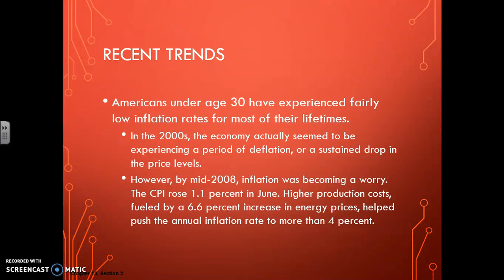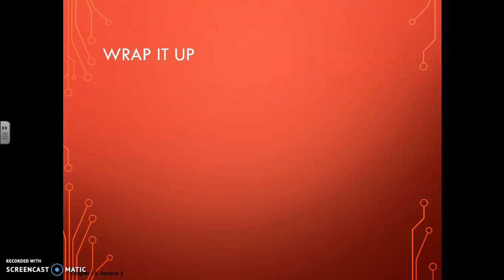Recent trends. Americans under the age of 30 have experienced fairly low inflation rates for most of their lifetime. In the 2000s, the economy actually seemed to be experiencing a period of deflation, or a sustained drop in the price level. However, by mid-2008, inflation was becoming a worry. CPI rose 1.1% in June. Higher production costs fueled by a 6.6% increase in energy prices helped push the annual inflation rate to more than 4%. And remember, this was the peak right before the Great Recession.